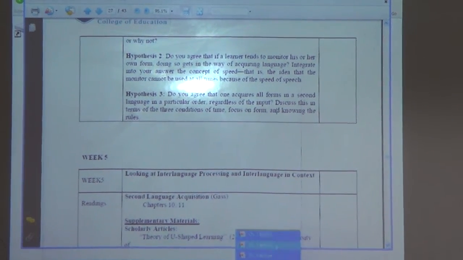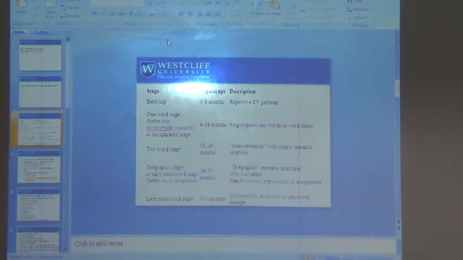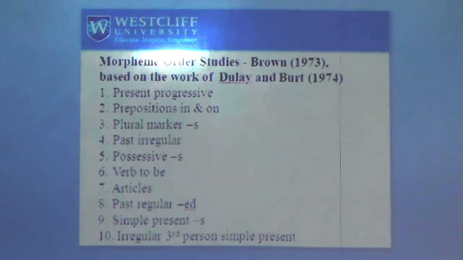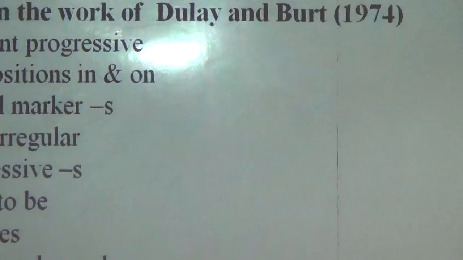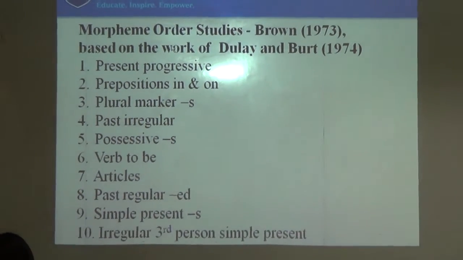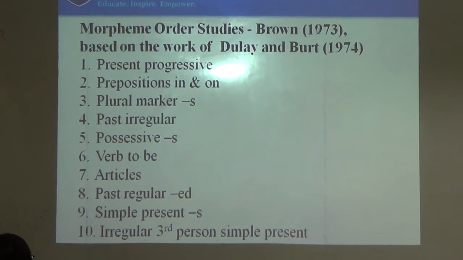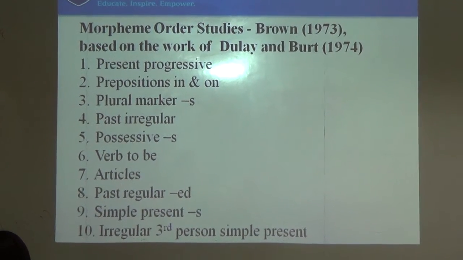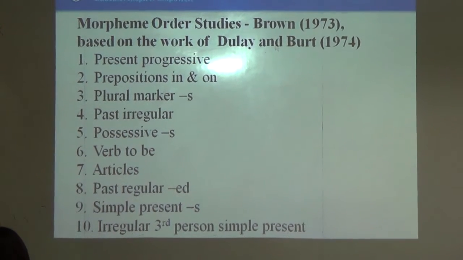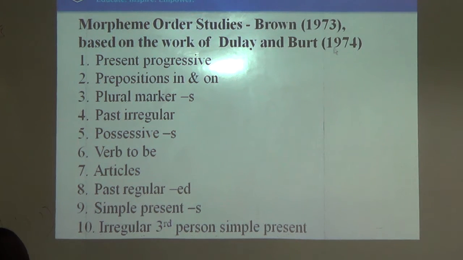So let's look at, first of all, for chapter 5, I wanted to clarify something. So again, this was the morpheme order studies, right? So yesterday I told you it was Brown in 1973, right? However, there's another pair of people that also published in 1974. So actually, Dulé and Burt are more well-known for morpheme order studies than Brown. So Brown published first, and then Dulé and Burt published after, and they kind of carried this research forward.